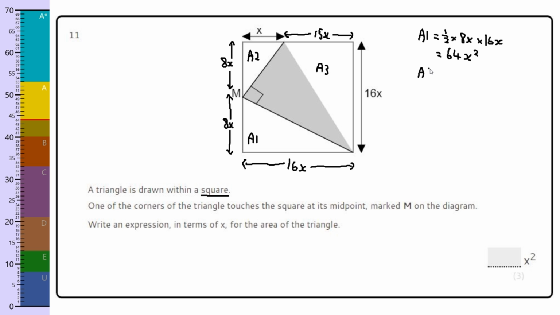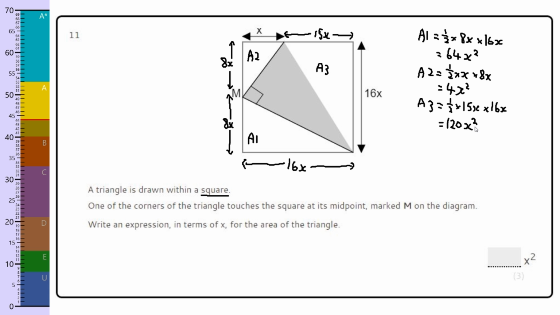Okay, let's move on to area 2. This is going to be x times half times x times 8x. Half of 8x is 4x, and x times x is x squared. Let's go into area 3. So nice easy one here. We've got 15x and we've got 16x, so it's going to be half times 15x times 16x. Now I'm going to use the half to halve the 16 to make that 8. 8 times 10 is 80, so 8 times 15, we add another 40, because 5 times 8 is 40, so that's 120. And again, x times x is x squared.